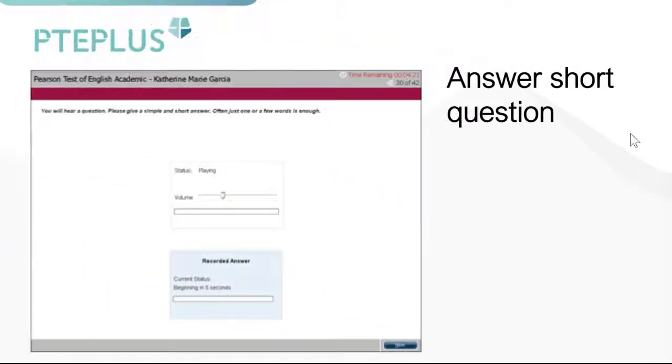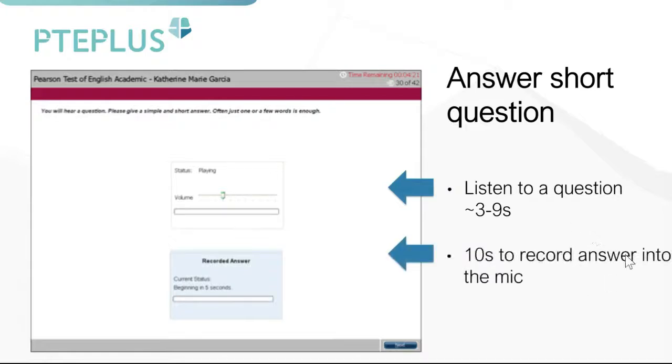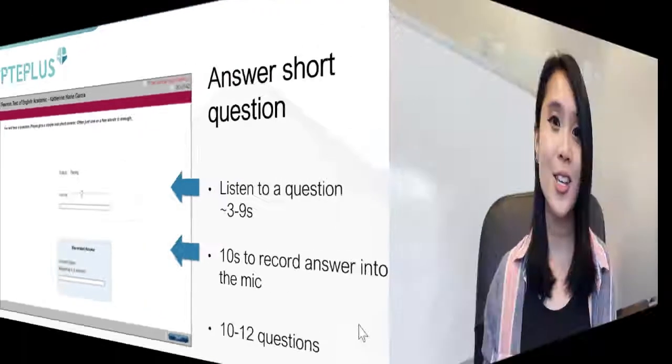And finally, you'll face answer short question. So you'll be listening to a question that goes for about 3 to 9 seconds, and then the microphone will open and you'll get 10 seconds to record your one word or a few word answer into the microphone. And you will have 10 to 12 of these in the exam. So those are the 5 speaking question types involved in the exam.